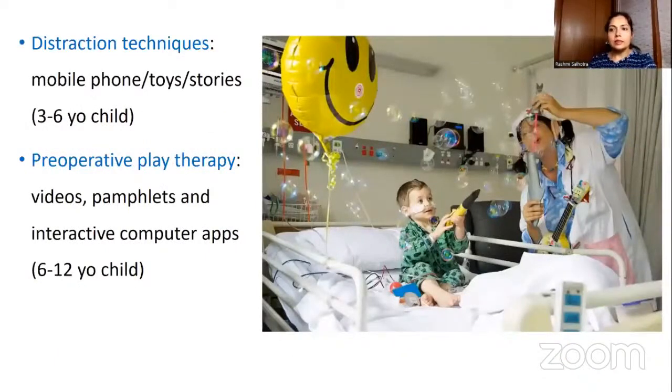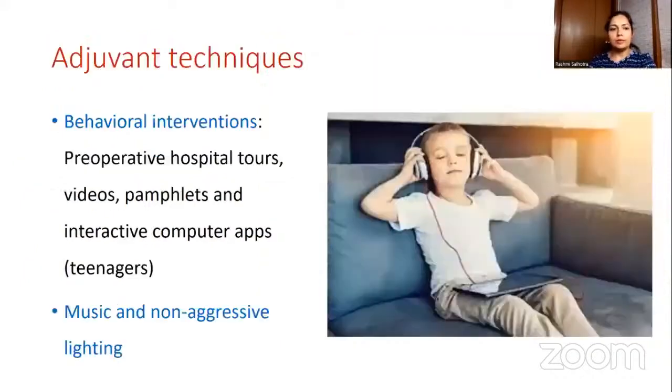For older children between 3 to 6 years old, distraction techniques like the use of mobile phones, toys, or stories in the perioperative area will help them gain the trust of the anesthesiologist, and they can move to the OT without much fuss. Preoperative play therapy with the use of videos, pamphlets, and interactive computer applications is helpful in a 6 to 12-year-old child.